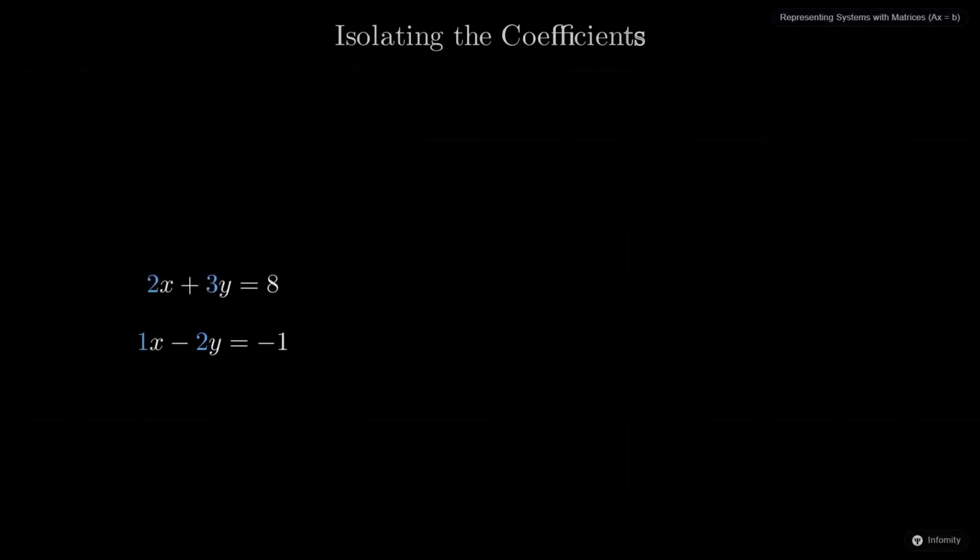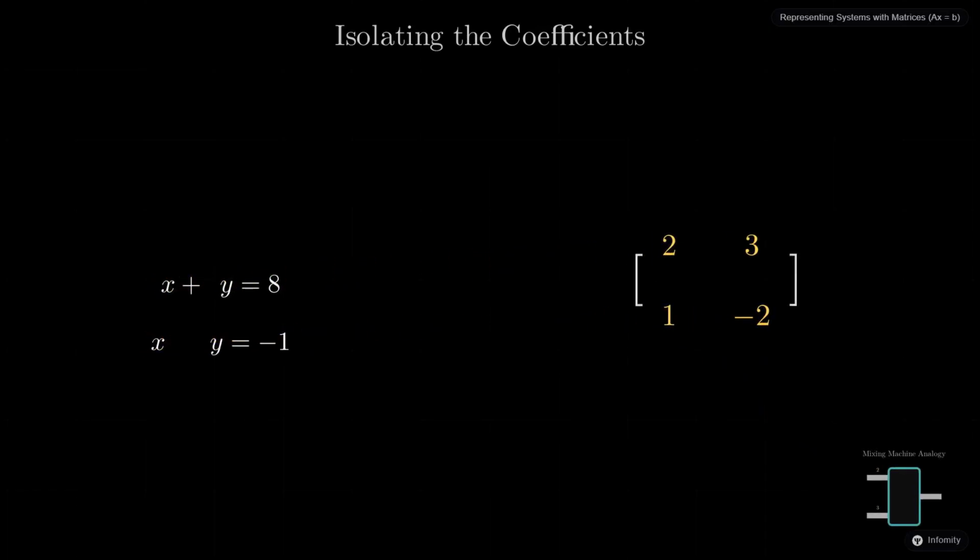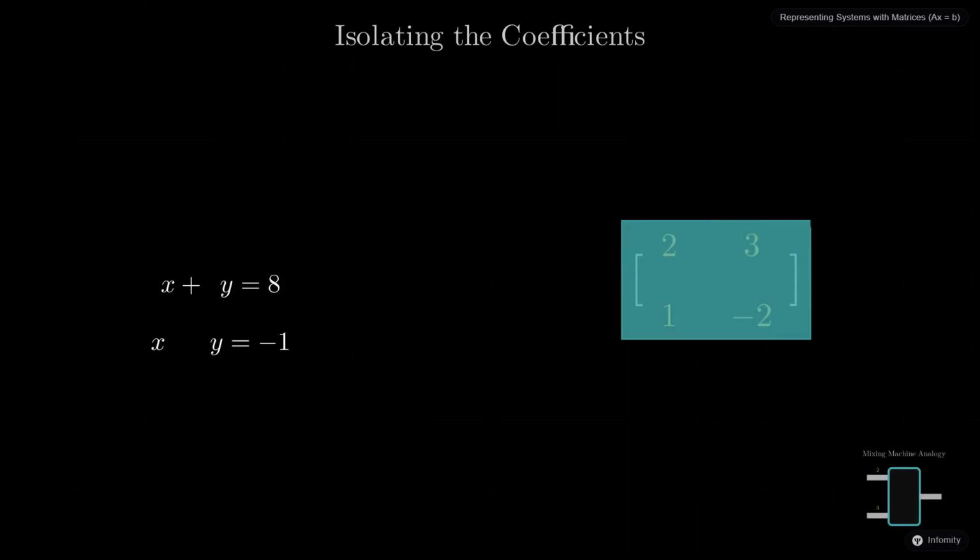Let's isolate the coefficients in front of our variables. These are like the pipe diameters in our mixing machine. Watch as 2, 3, 1, and minus 2 slide out. They arrange into a neat grid, forming a matrix. You would expect them to lose meaning, but they form a single object. This grid of coefficients is our matrix, capital A. The factory icon in the corner tracks our pipe diameters.